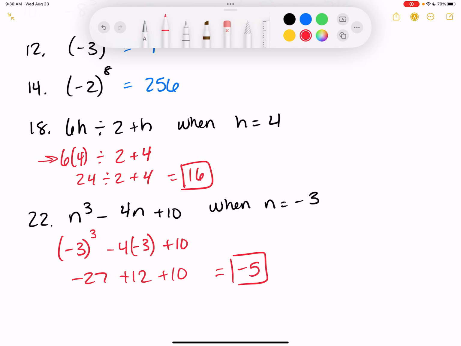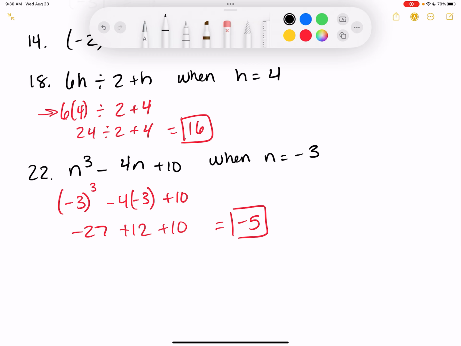Good. Okay. So then the next one says to simplify the expression. So this is basically just to condense everything down, get like terms together, which you've been doing for several years now, I would assume. So number 26, we have y squared plus 2y plus 3y squared. So what would we get for that? 4y squared plus 2y. Yep.